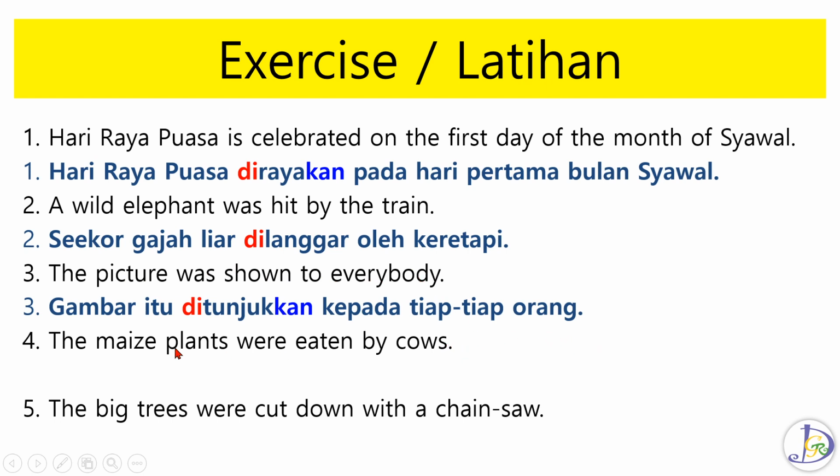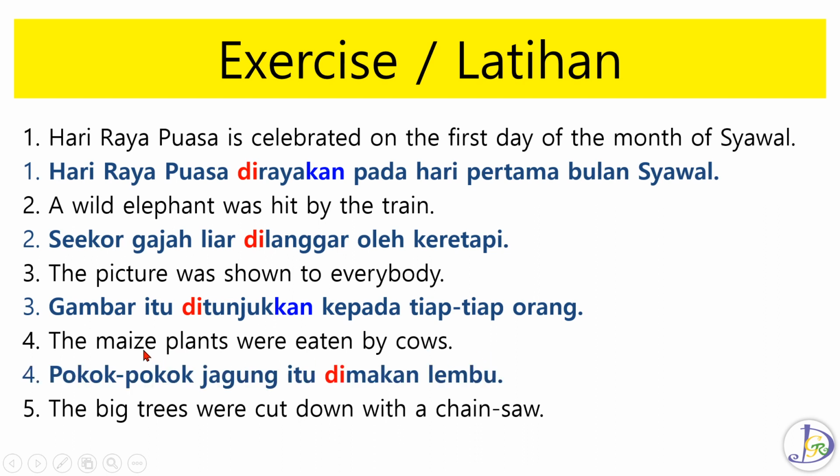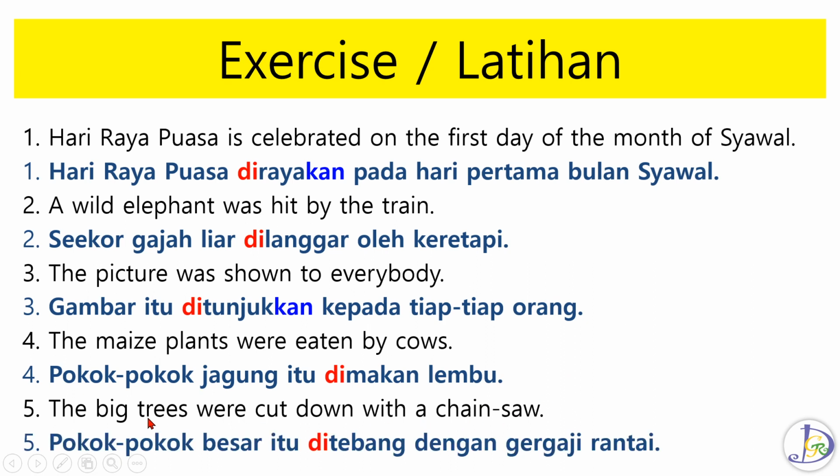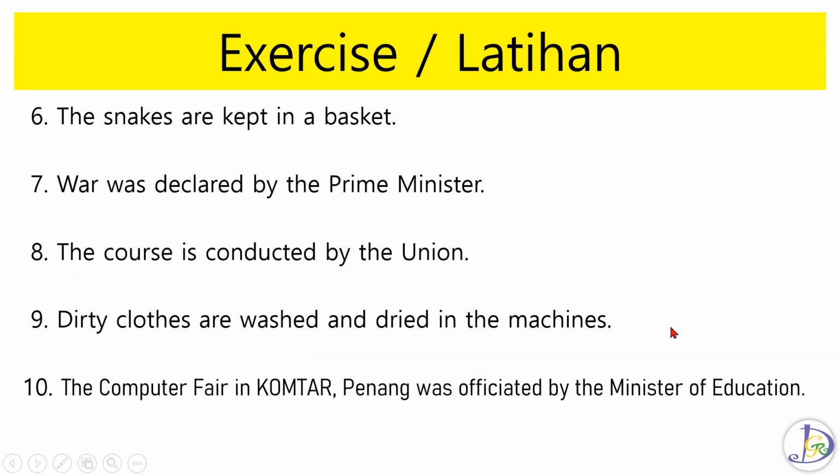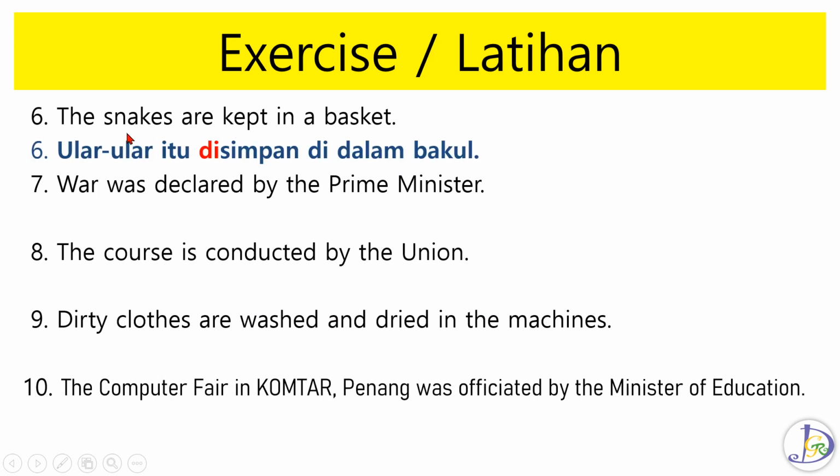4. The maize plants were eaten by cows. Pokok-pokok jagung itu dimakan oleh lembu. 5. The big trees were cut down with a chainsaw. Pokok-pokok besar itu ditebang dengan gergaji rantai. 6. The snakes are kept in a basket. Ular-ular itu disimpan di dalam bakul.